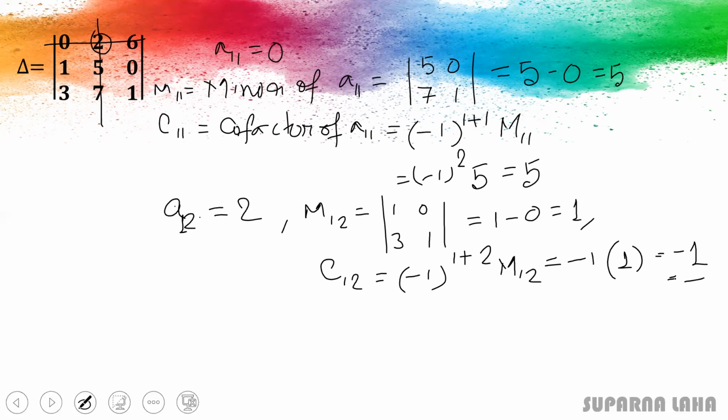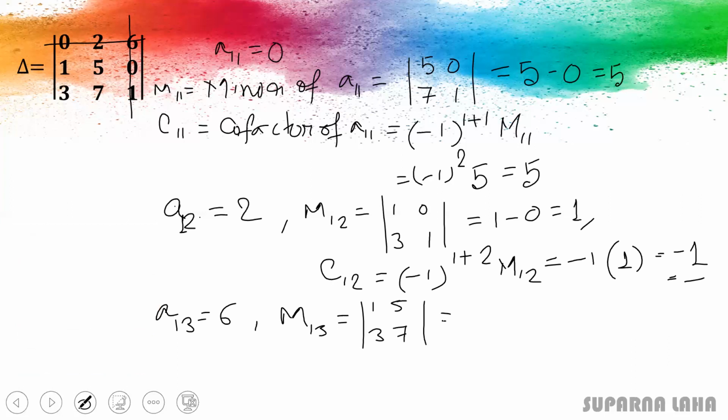Okay, so let's take the element a13. What is a13? First row, third column. That means 6. The element is 6. So what you have to do here is just remove the first row and the third column. So the remaining determinant is given by 1, 5, 3, 7. So 7 ones is 7, minus 15, that is minus 8.